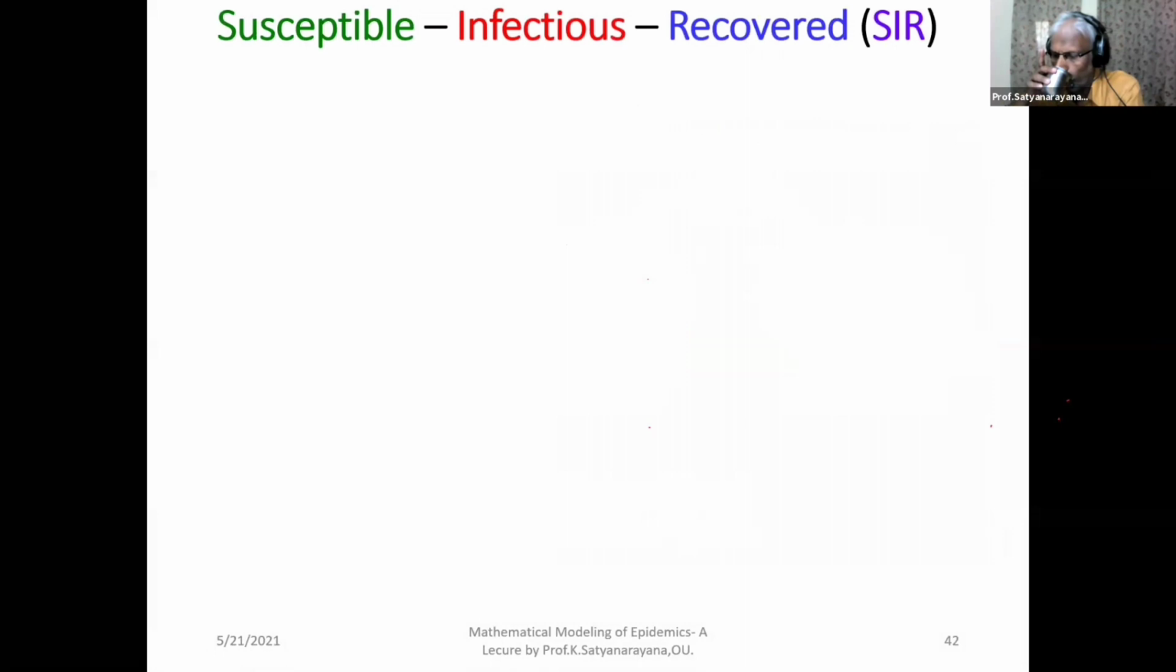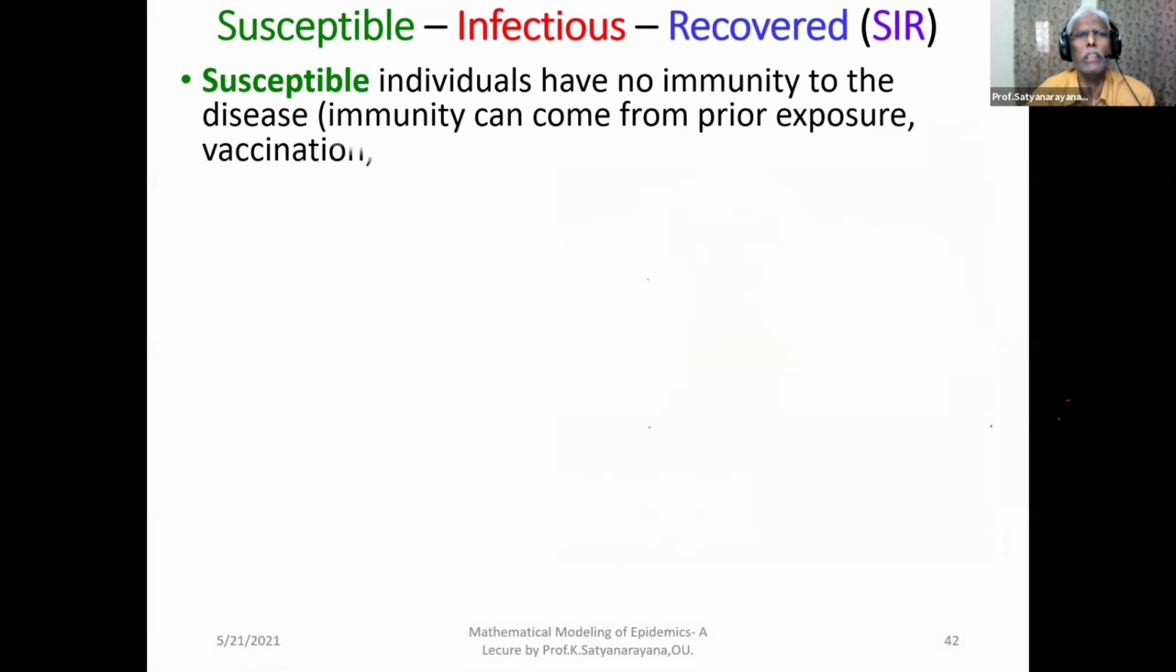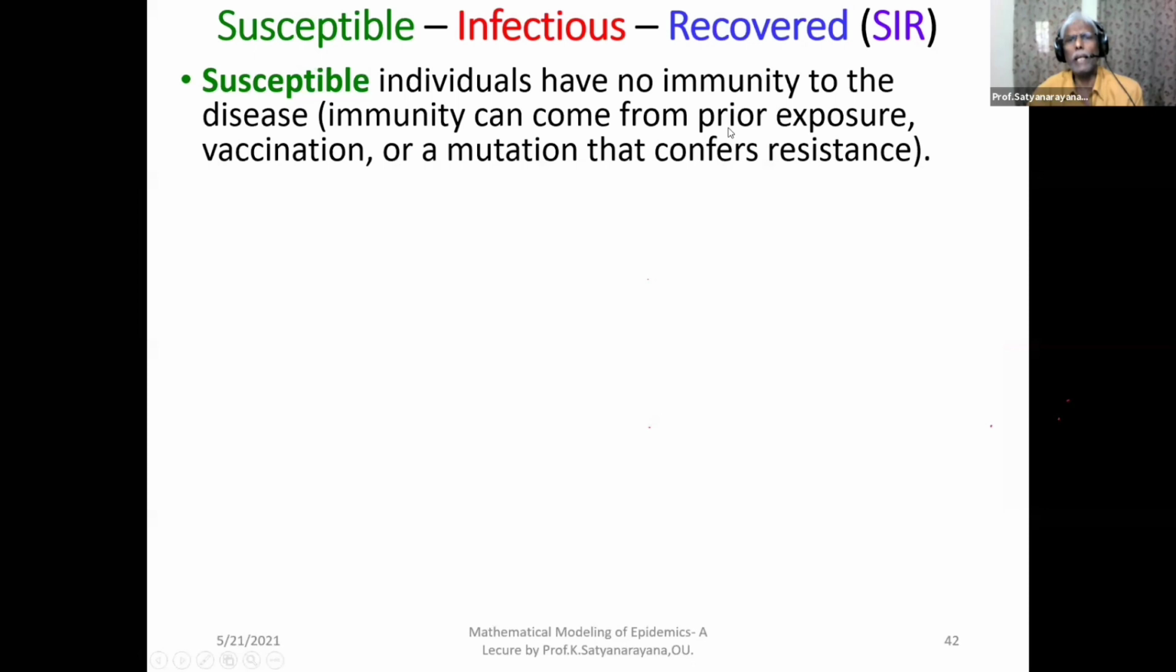So let's talk about this model, the SIR model. Who are susceptibles? That's the whole population. Susceptible individuals have no immunity to the disease. Immunity can come from prior exposure, vaccination, or mutation that confers resistance. So susceptible is the total population.